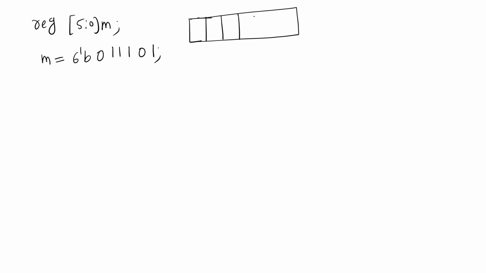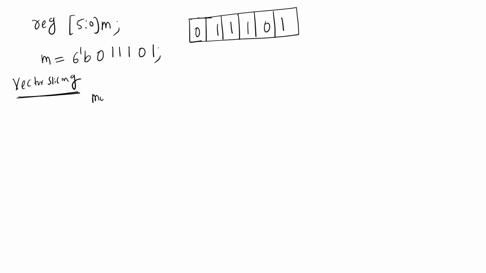Six slots. Yeah, 6 locations will form. So this is 0, 1, 1, and 1, 0, 1. Okay, like this it will form. Okay, so there is a concept called vector slicing. Vector slicing. Okay, so what is this vector slicing?